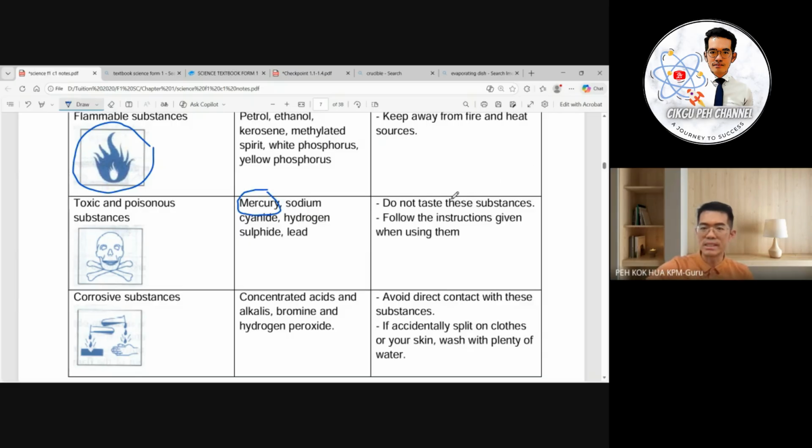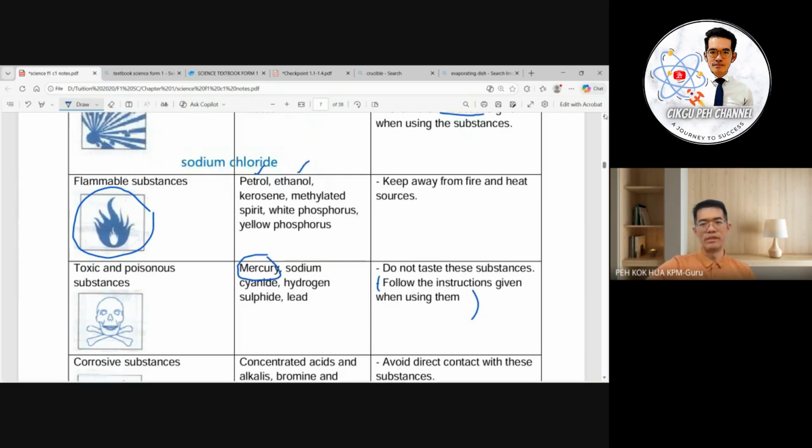Okay, so how to handle? Do not taste these substances. Follow the instructions given when using them. You see this answer, follow the instructions when using them, will be the same as the first one.